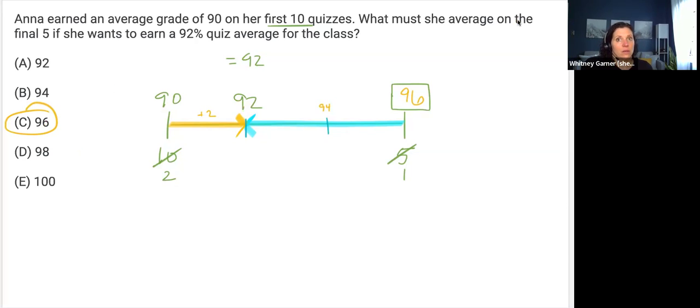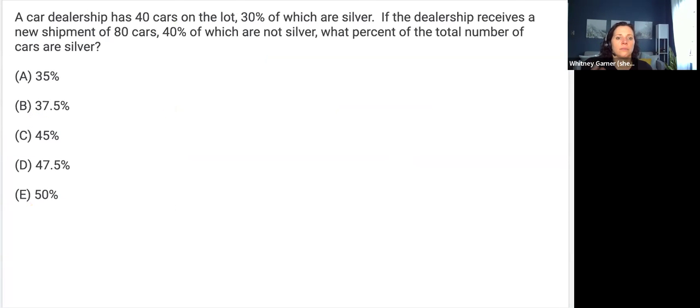Okay. Questions on setting up the sort of line? Okay, all right. So let's add some wrinkles then, shall we? Let's give this one a go.